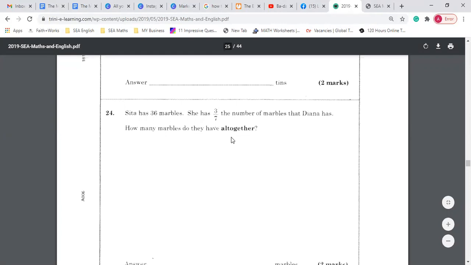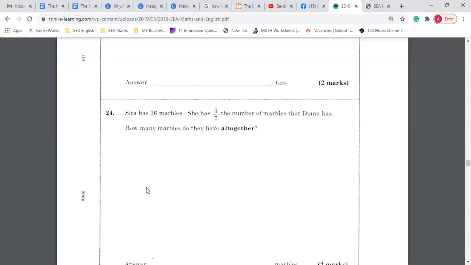So this question is multiple steps, so you have to figure out the steps. Let me highlight the key information here. This is not a straightforward question. Don't be fooled and think you just have to find 3/7 of 36. No, that's definitely not what you have to do.